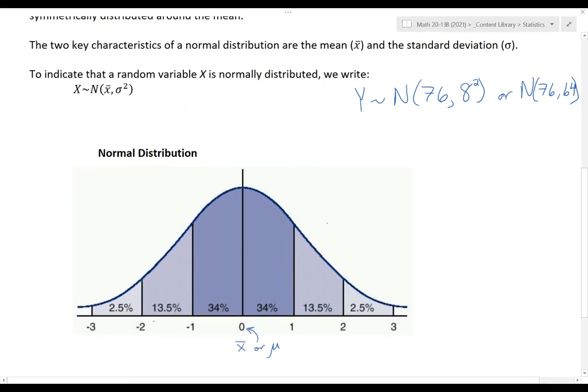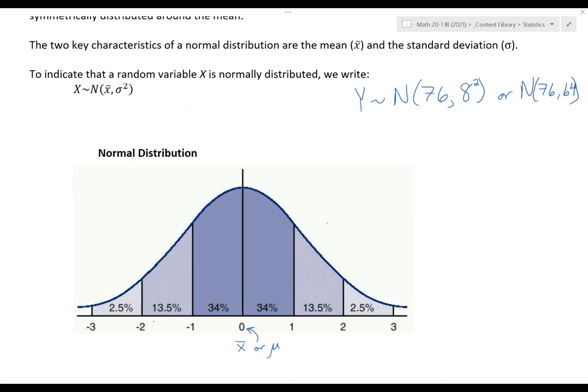And the distances here are divided in standard deviations. So +1 would mean we are 1 standard deviation above the mean. 2 would be 2 standard deviations above the mean. -3 would be 3 standard deviations below the mean. So a distance of 3 times the standard deviation below the mean.